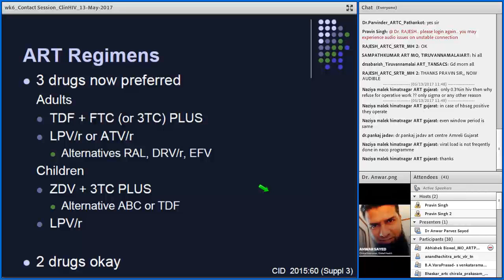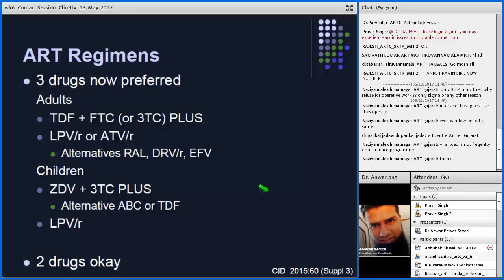But again, we should not forget that the PIs are considered to be better than efavirenz. Because the problem with efavirenz is more or less the toxicities or the side effects of efavirenz, which occur within the first month. So people sometimes discontinue medicines, they have severe toxicities or side effects, so they will not be able to continue them.